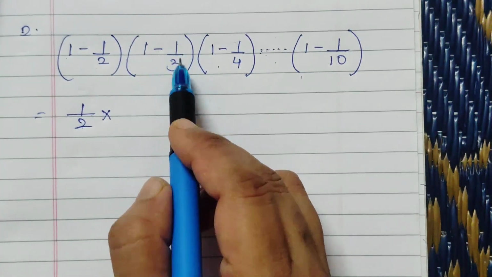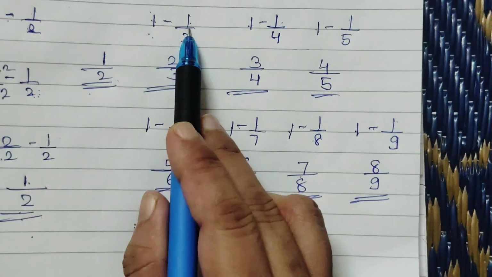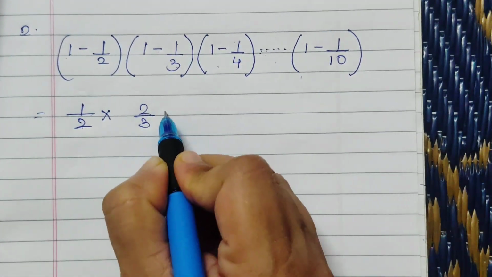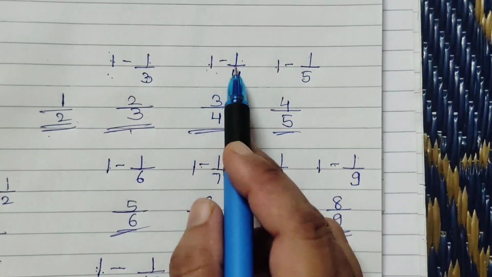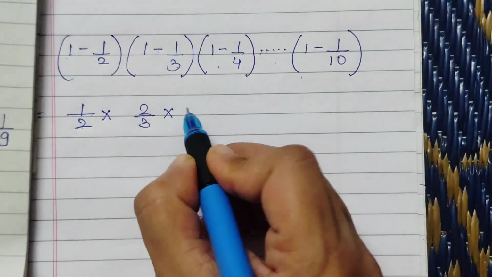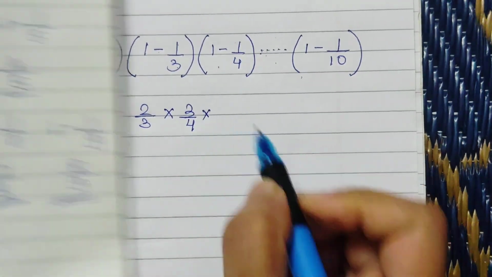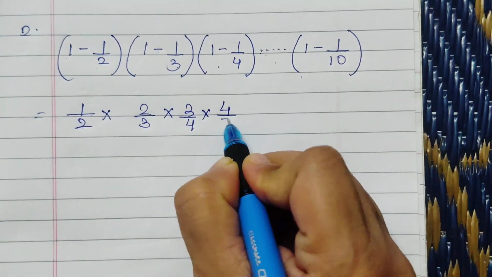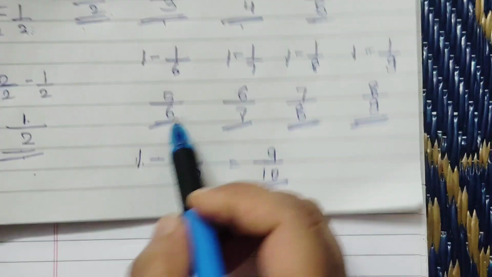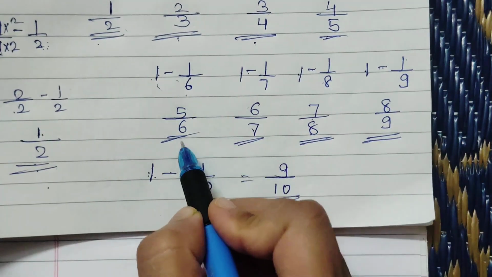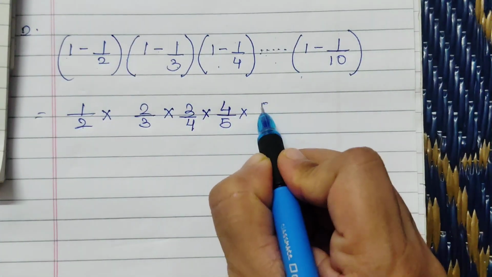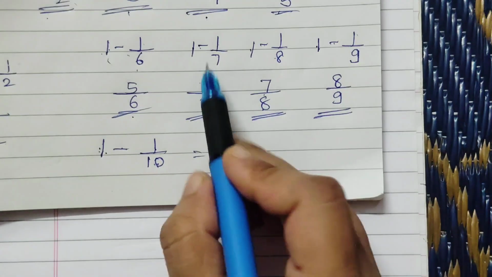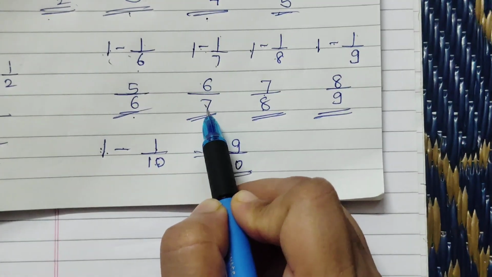Next, for 1 minus 1 upon 3, what we got? 2 upon 3. So we will write 2 upon 3. Multiply by 1 minus 1 upon 4, we got 3 upon 4. Then 1 minus 1 upon 5, we got 4 upon 5. Then 1 minus 1 upon 6, we got 5 upon 6. Okay. Then 1 minus 1 upon 7, we got 6 upon 7.